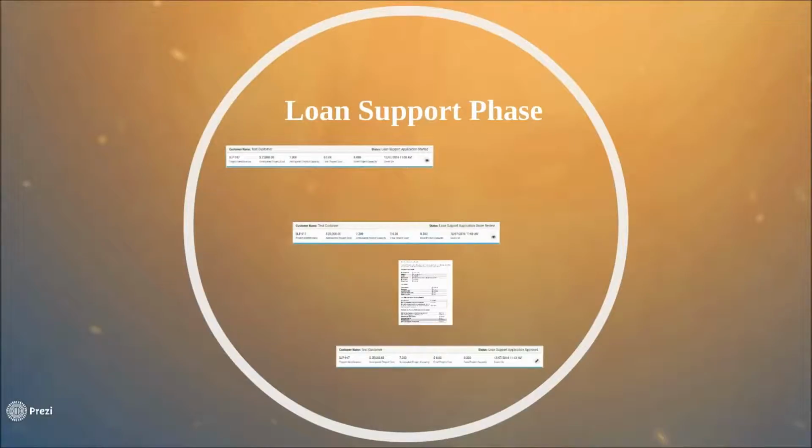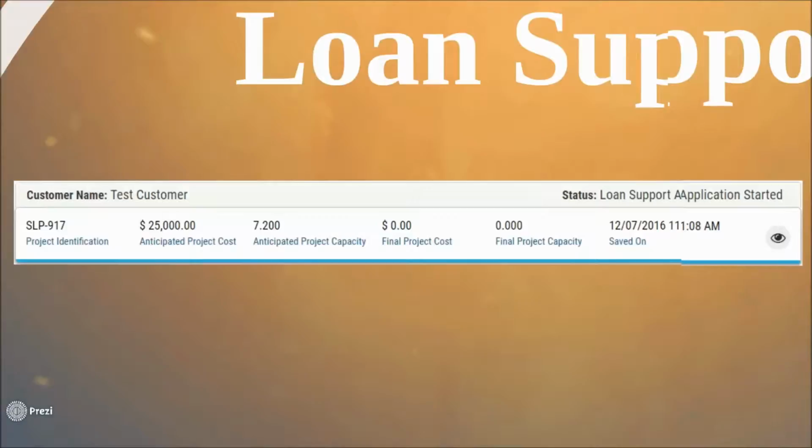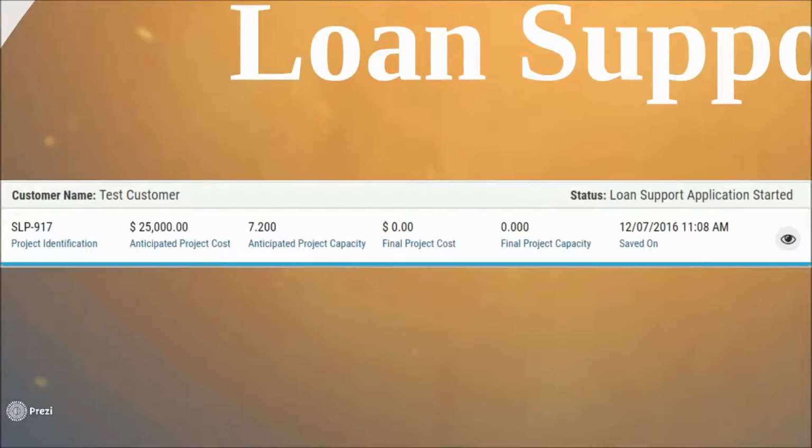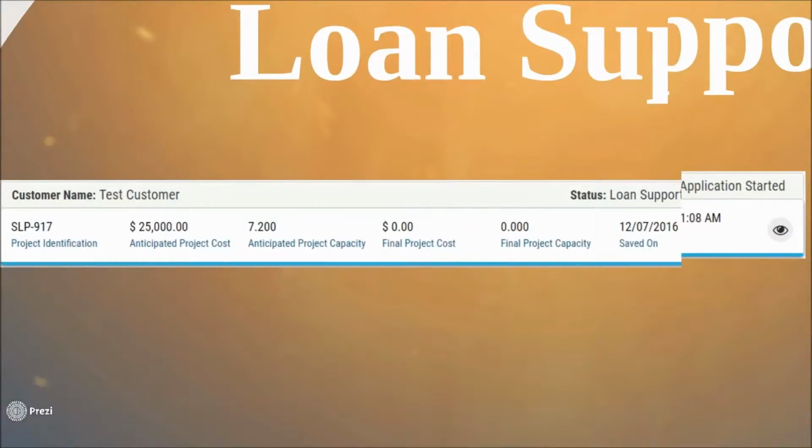Once a customer has closed on a loan, the application will enter the loan support phase. During this phase, the lender is responsible for claiming the project in the portal and inputting the loan details. The lender will sign off on these details via review. Once the loan support application is approved, the funding is officially reserved for the project.